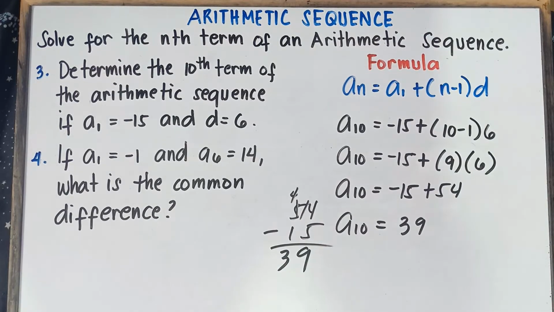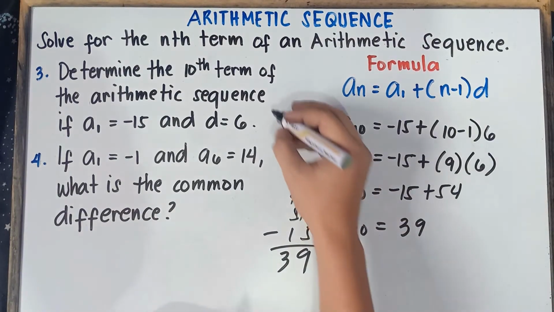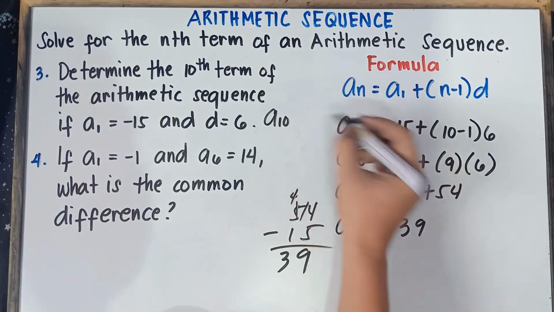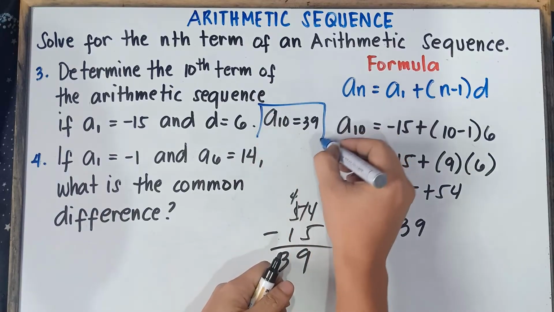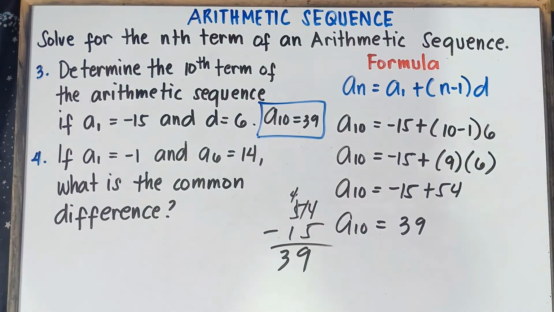That's it, because that's the answer with regards to example number 3. So a sub 10 is equal to 39. All set. This is the answer, class, with regards to example number 3. Alright, so let's proceed now to example number 4.